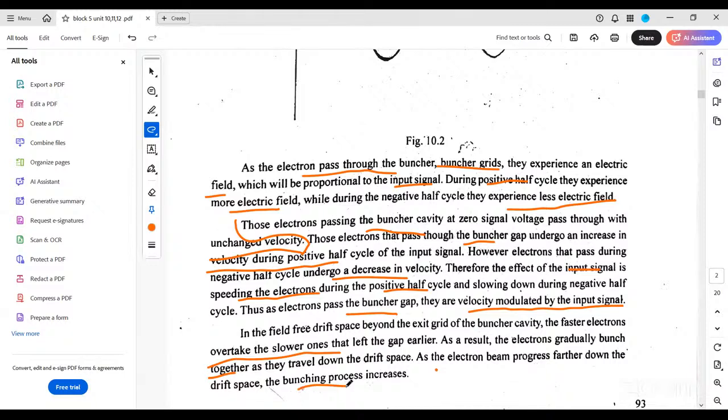Means, see, there is more gap at the back side. After this, there is more gap. Bunching process.